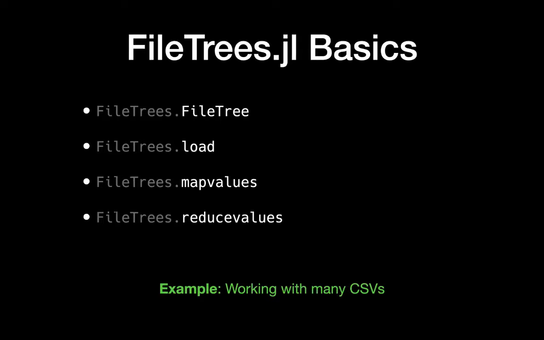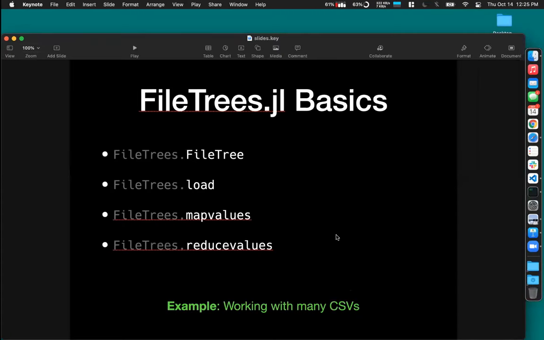So there's basically only a few functions that we need to know with file trees. So we want to create our tree object with file tree. We want to load each file into some sort of object. Maybe that's a data frame. Map values means we want to map some function to each of those loaded things. So maybe we want to calculate a statistic from that data frame, and then we can reduce the values at the end. So maybe we want to do some sort of aggregation on all those calculations. And we'll look at an example in just a second here. So working with many CSVs.